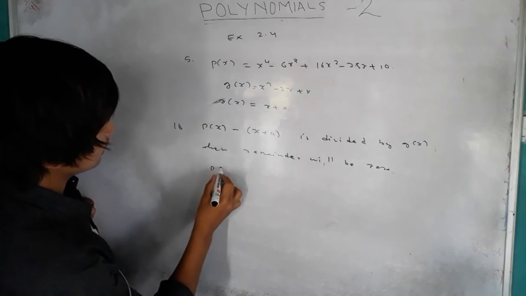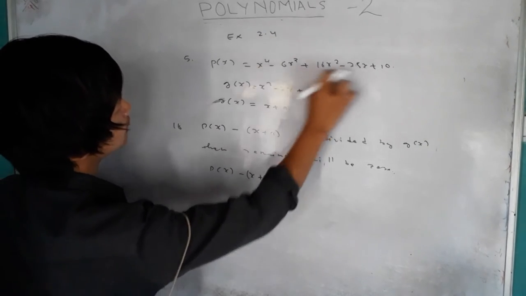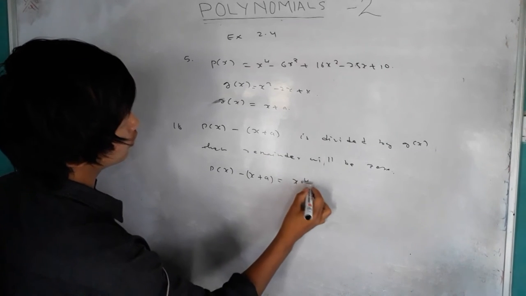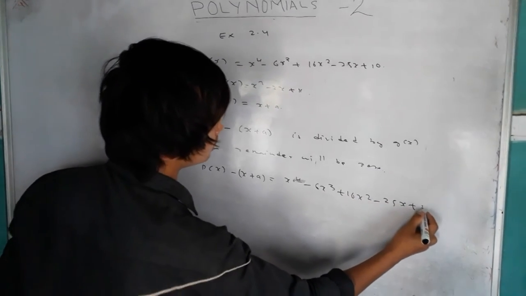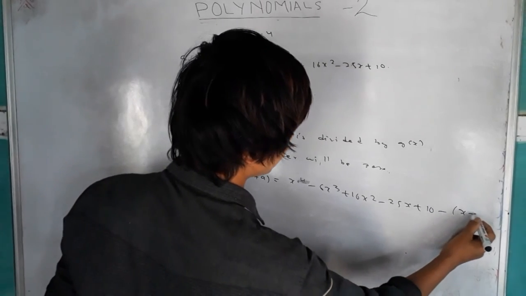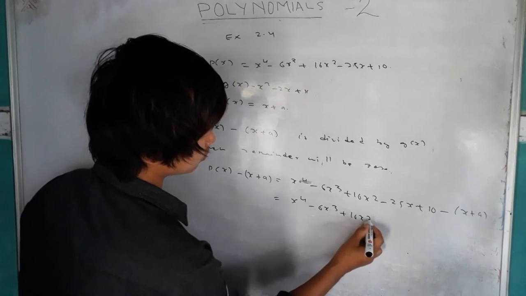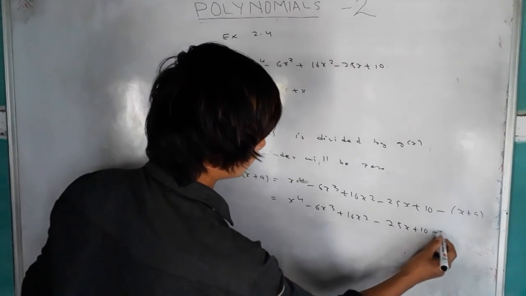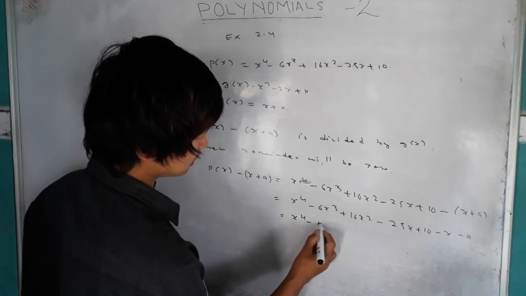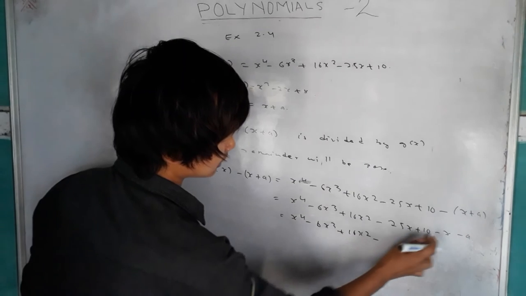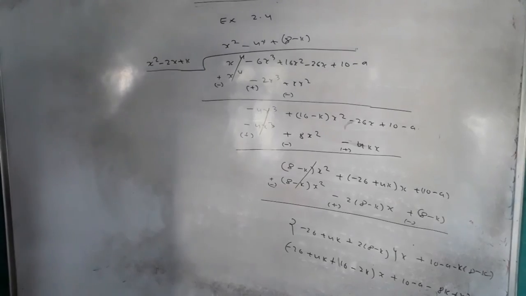So what will be p(x) minus (x plus a)? What is our p(x)? p(x) is x to the power 4 minus 6x cube plus 16x square minus 25x plus 10 minus (x plus a). So I'll simplify: x to the power 4 minus 6x cube plus 16x square minus 25x plus 10, minus x, plus into minus, minus, plus into minus, minus a. So x to the power 4 minus 6x cube plus 16x square, minus into minus it will be plus, but the sign will be subtraction, x plus 10 minus a.